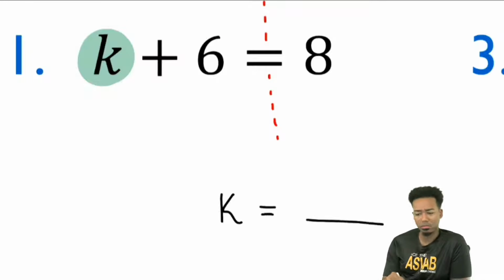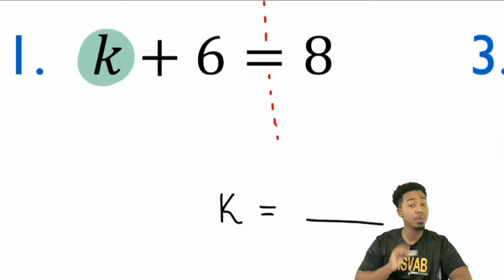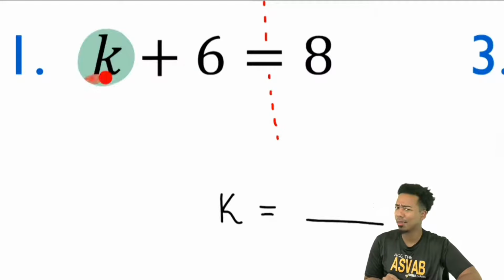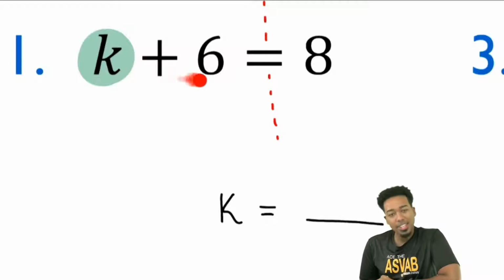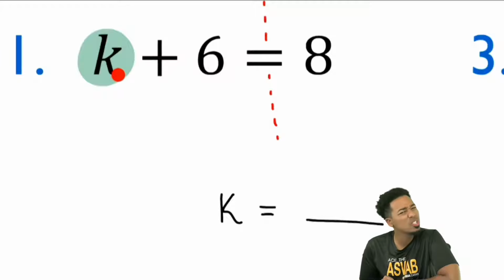No. It is not currently by itself. Right here, it is currently not by itself, right? Sorry if you're looking down here. I'm talking about up here. Now, k is not by itself. Now, what is in the way right now? What's happening to k that's in the way?